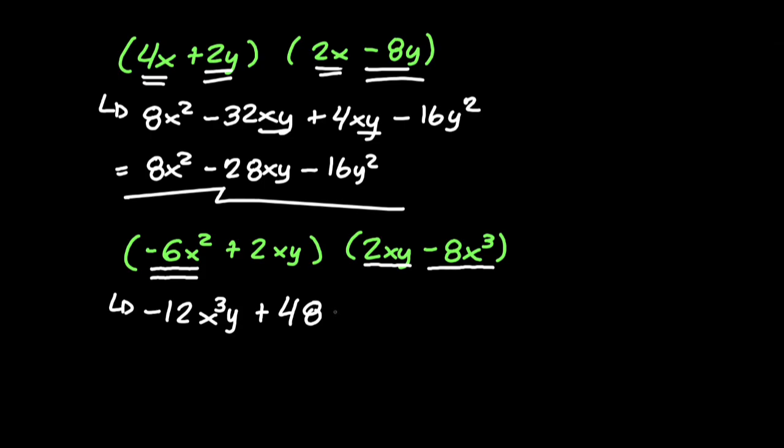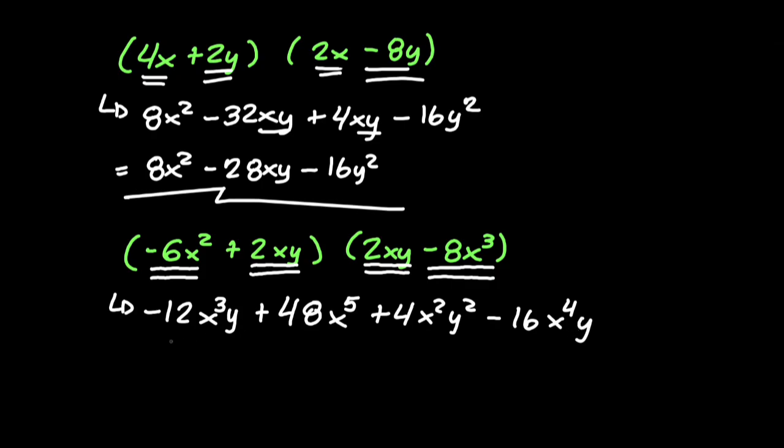And x squared multiplied by x cubed would be x raised to the power of 5. Now, multiply 2xy by 2xy, which would be 4x squared y squared, and multiply 2xy by negative 8x cubed, which would be negative 16x raised to the power of 4 y. So, there is no like term here, so this shall serve as your final answer.